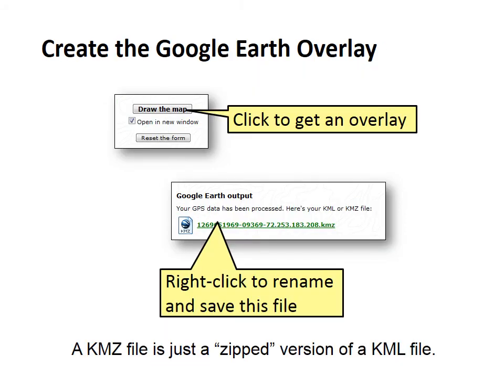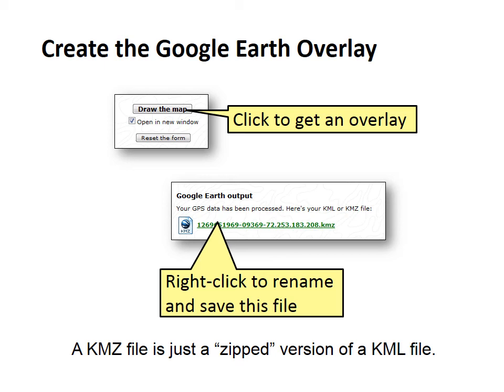You are now ready to send your data off for processing. Just click the Draw the Map button, and GPS Visualizer will go to work. It should only take a few seconds. You will know the processing is done when a new screen appears. This new screen will have a link to a file which has been created with your Google Earth overlay. The name of this file ends in KML or KMZ.